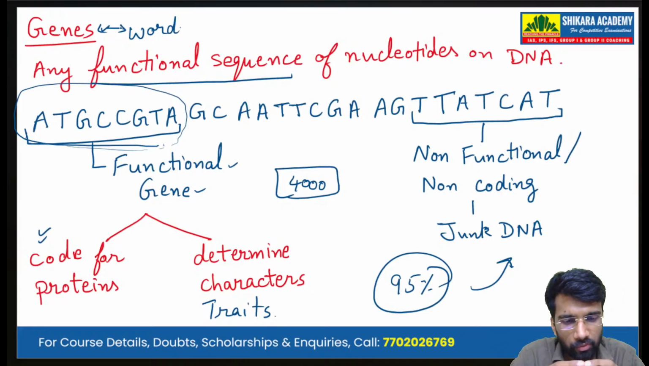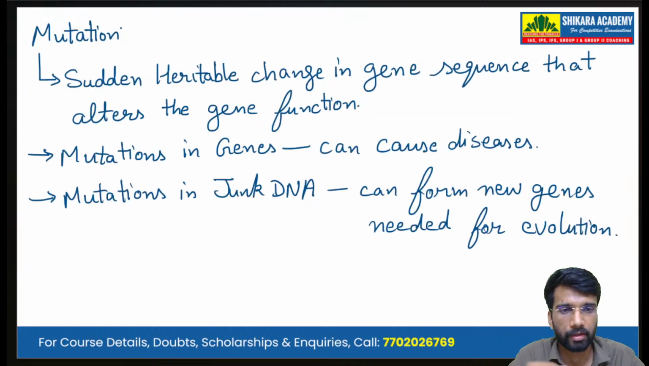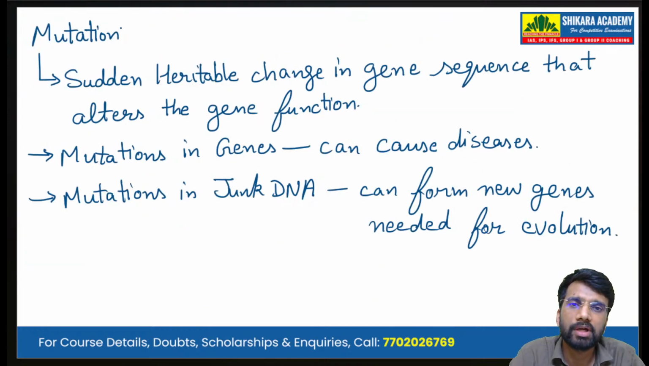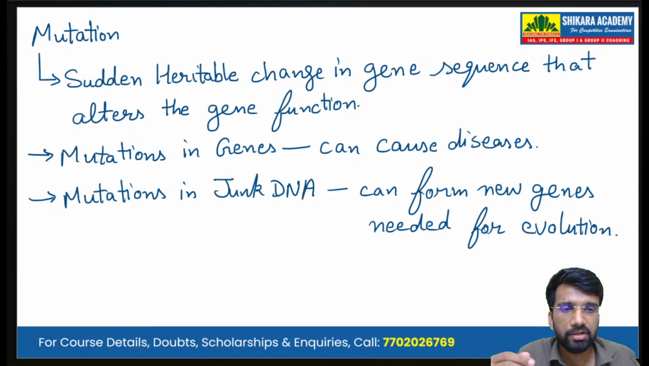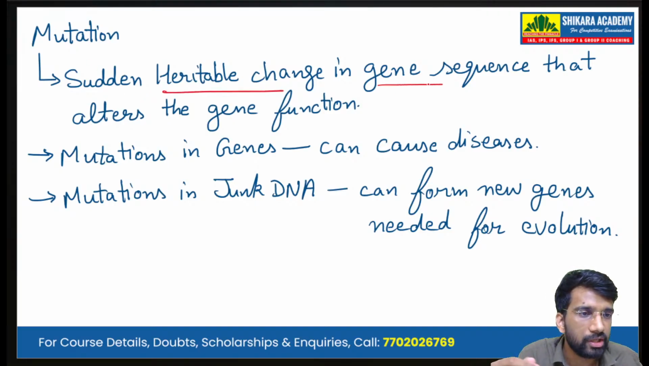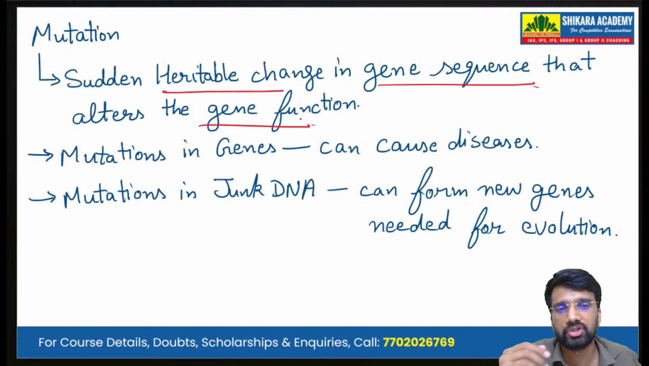Now, while writing a sentence, we can make certain mistakes. We can have certain spelling mistakes. These spelling mistakes, in terms of biology, we can call mutations. Mutations are nothing but a sudden heritable change in the gene sequence that alters the gene function.